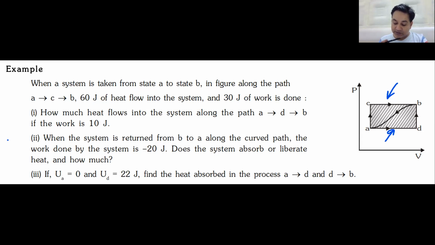Does the system absorb or liberate heat? How much? And then you are asked, if energy at point A is 0, energy at point D is something, what is the heat absorbed in the process A to D and D to B? Will you be able to solve this? Confident? Just remember simple things. Yes, sir. And I'll give you time. Will you be able to solve this, beta? Yes, sir. I will try. Okay, I'll give you time.